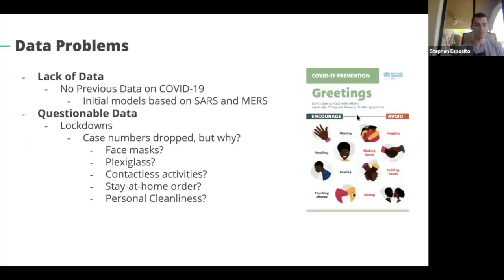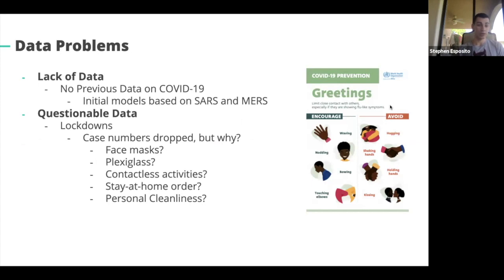Next slide. And then there were also a lot of data problems. First off, there was a lack of data because obviously COVID-19 is a novel virus. The closest thing we had to COVID-19 was SARS and MERS because they're both coronaviruses, but neither of them is exactly like COVID-19. There were also questionable data.